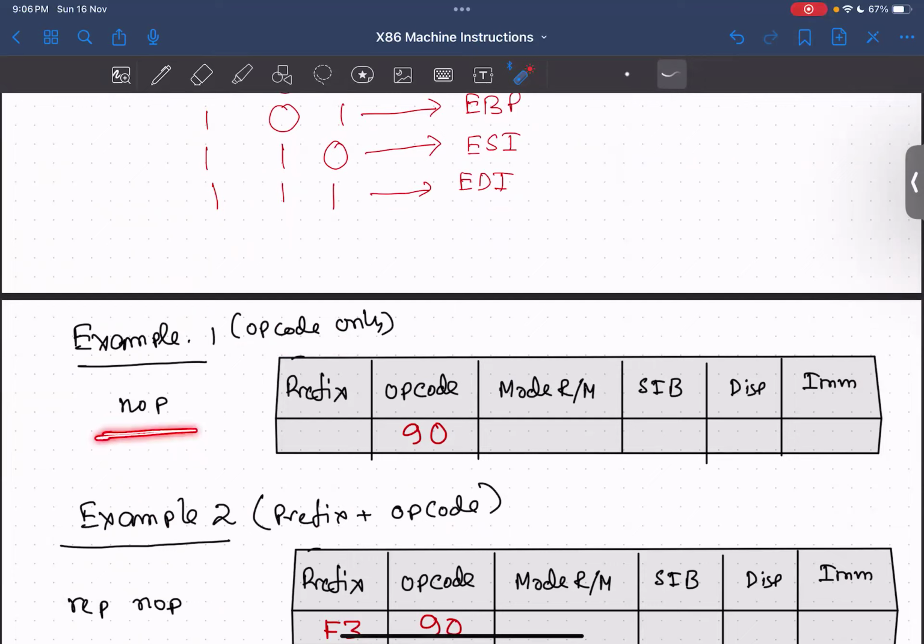So the first one is basically NOP, and its hexadecimal representation is 90, nothing else. If I have to put this byte of NOP, which is 90, in our x86 instruction, it is just 1 byte, and all you have is the opcode 90, which says please don't do anything. These are just fillers, nothing else.